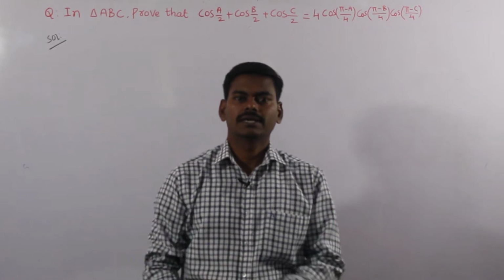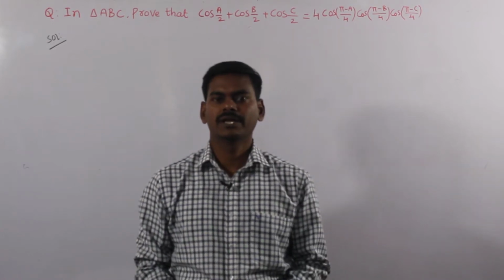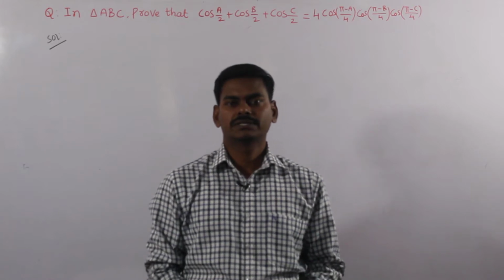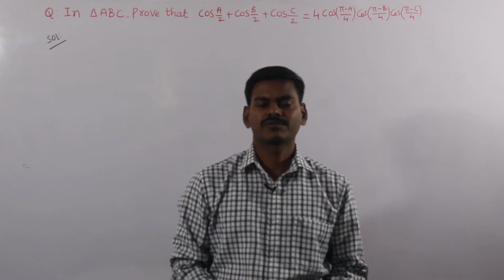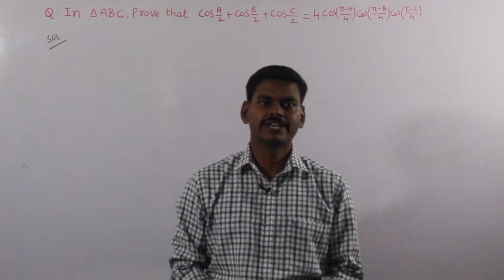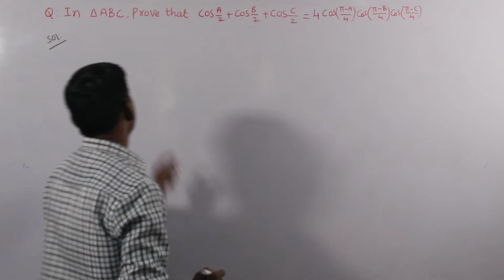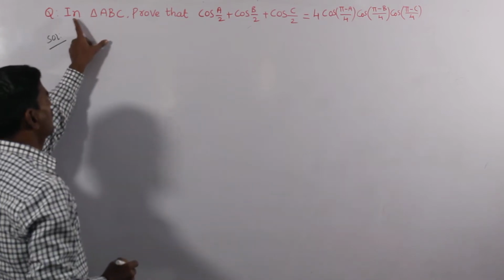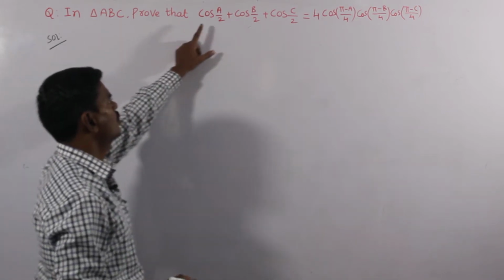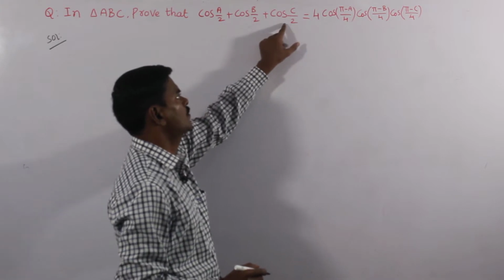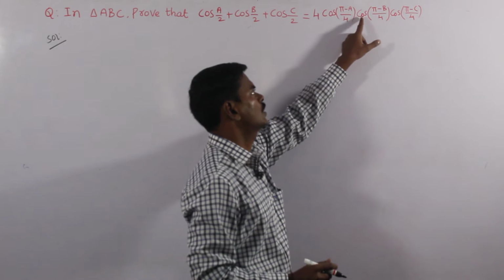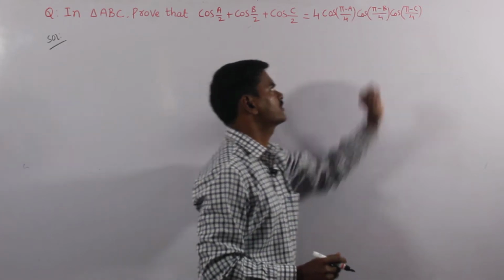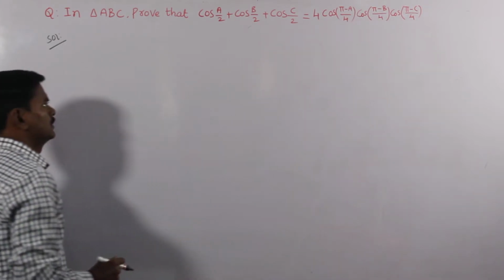Hello students, in this video we are going to learn one of the important long answer questions from the transformations topic, trigonometry chapter. Let us see this question. In triangle ABC, prove that cos A/2 + cos B/2 + cos C/2 = 4 cos((π − A)/4) cos((π − B)/4) cos((π − C)/4).